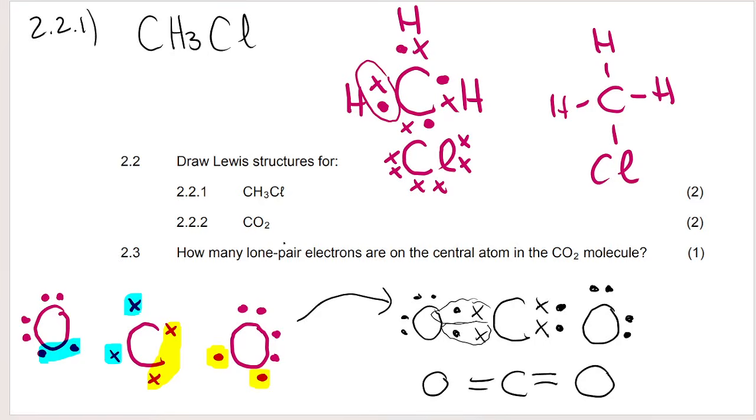2.3 says how many lone pair electrons are on the central atom in the carbon dioxide molecule. Now you need to understand that the central atom is the carbon. Carbon's in the middle. Are there any lone pairs on the carbon? No, there's only bonding pairs. Okay, the double bond over there, those are two bonding pairs, those are two bonding pairs. So the carbon has no lone pairs. So we'll say 0, or we'll say none, or nothing, or something along those lines.